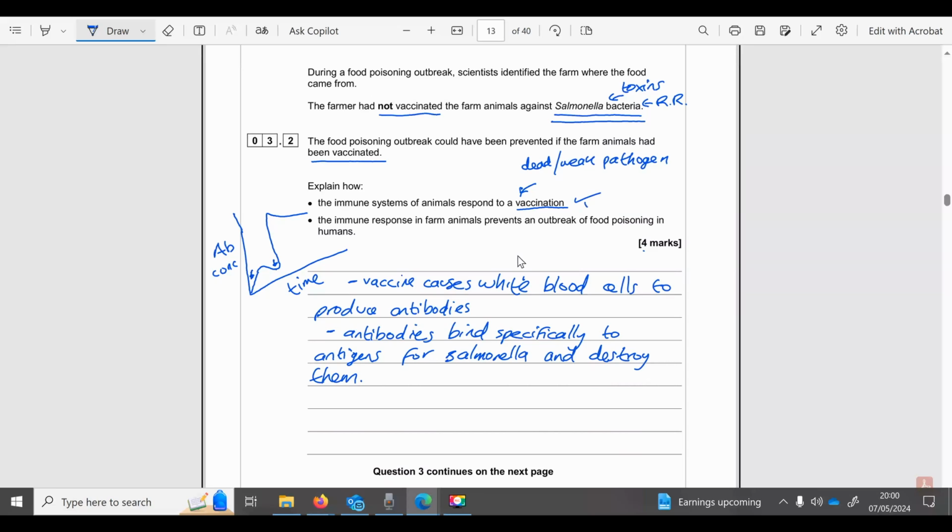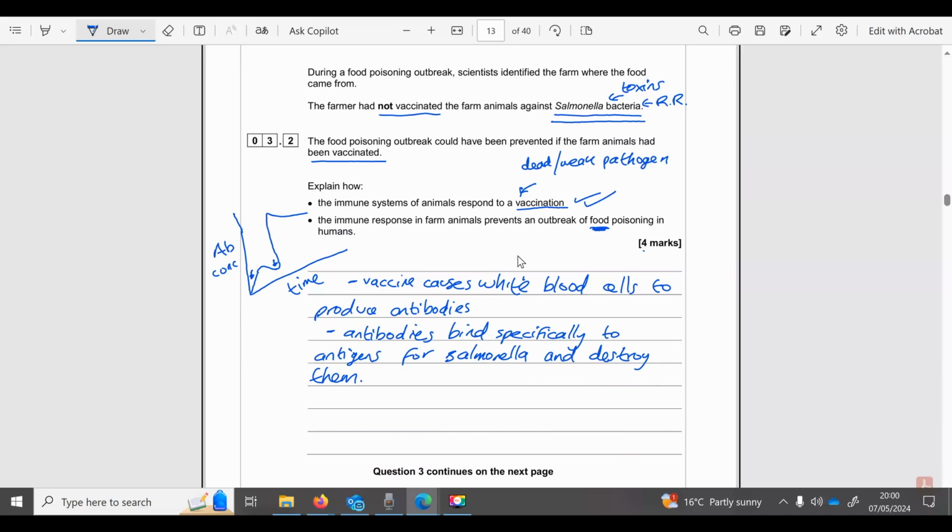Let's look at the second bullet point now. The immune response in farm animals prevents an outbreak of food poisoning in humans. Okay, well, if a human is going to get food poisoning, that's most likely because the food itself has been contaminated with this pathogen. But if we look at what's happened here now, our antibodies have destroyed the pathogen, Salmonella bacteria. And this is happening in the animal. Remember, this is not happening in the human because the animals have been vaccinated, as it says in the question.